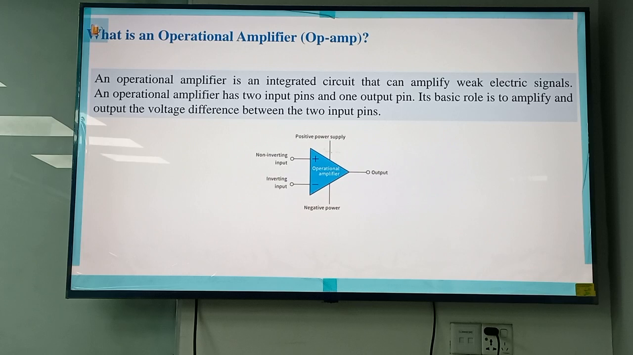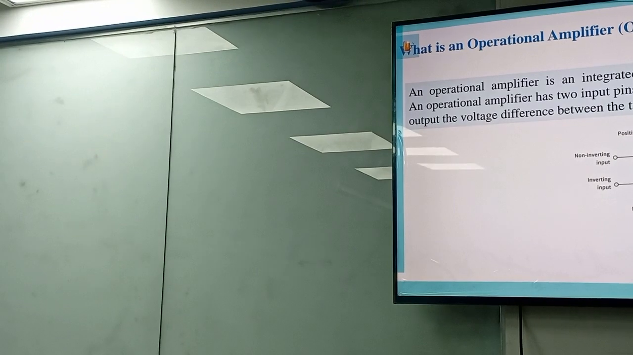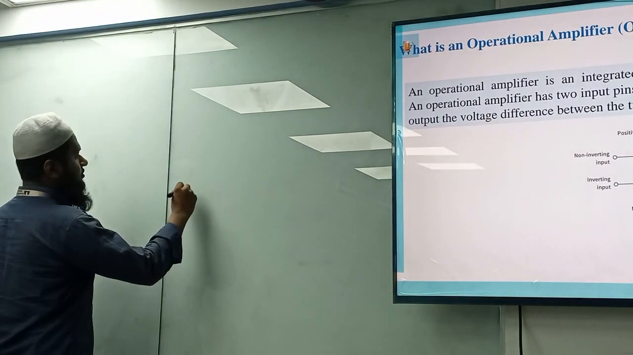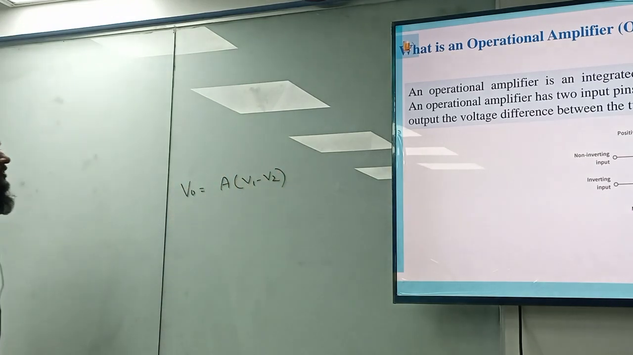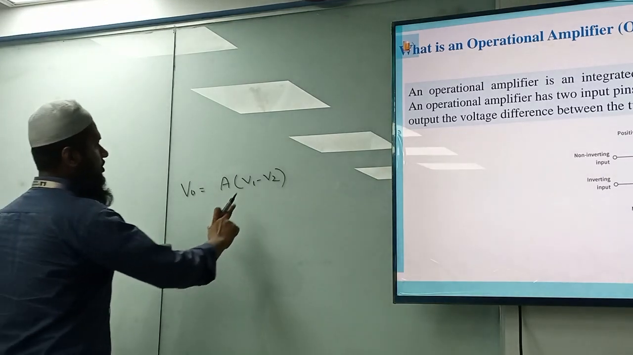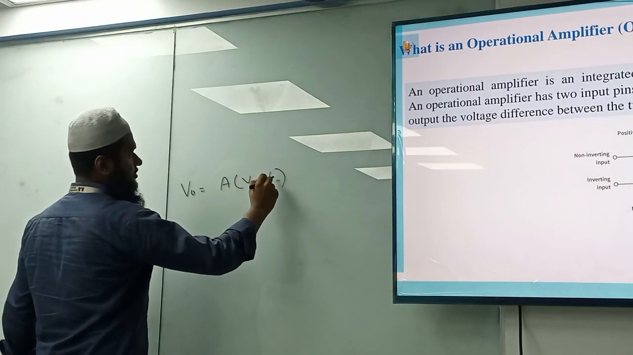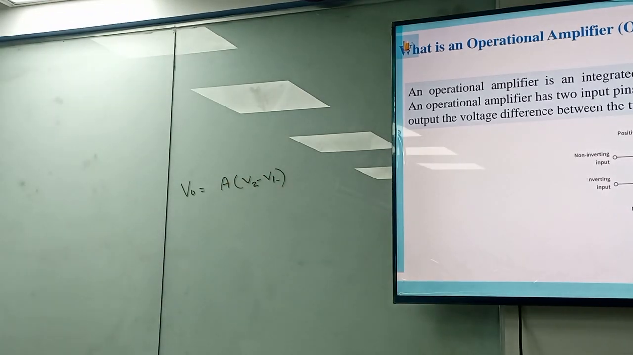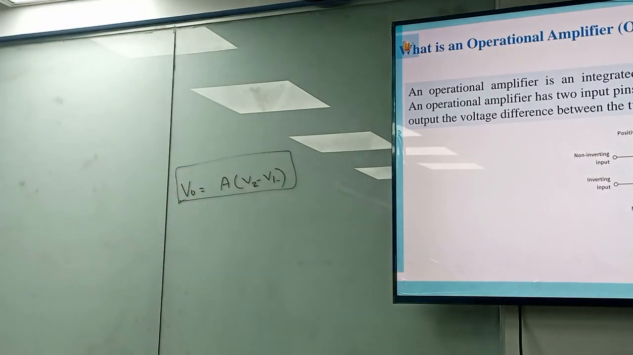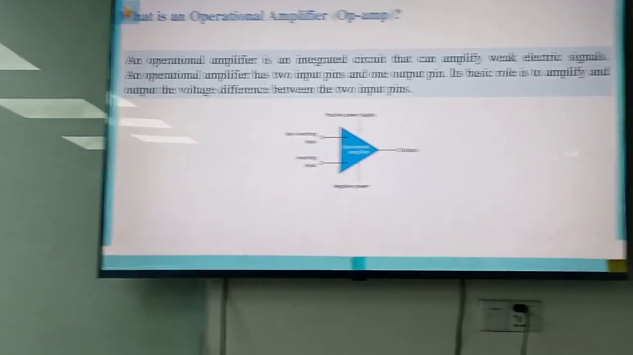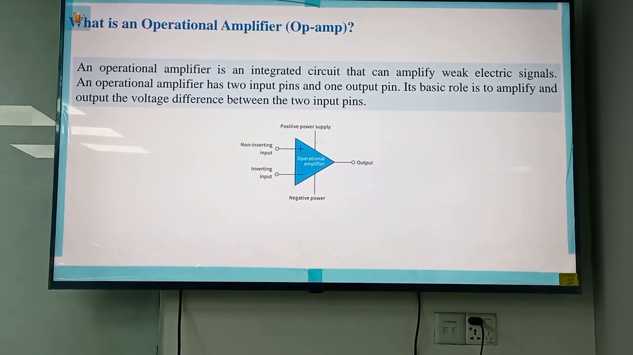Okay. So if I discuss the general equation for that op-amp, the output will be V0 is equal to A times (V1 minus V2). So this is the case. You can also write V2 minus V1 if you want. So this is the general equation of the output for an operational amplifier. Okay.